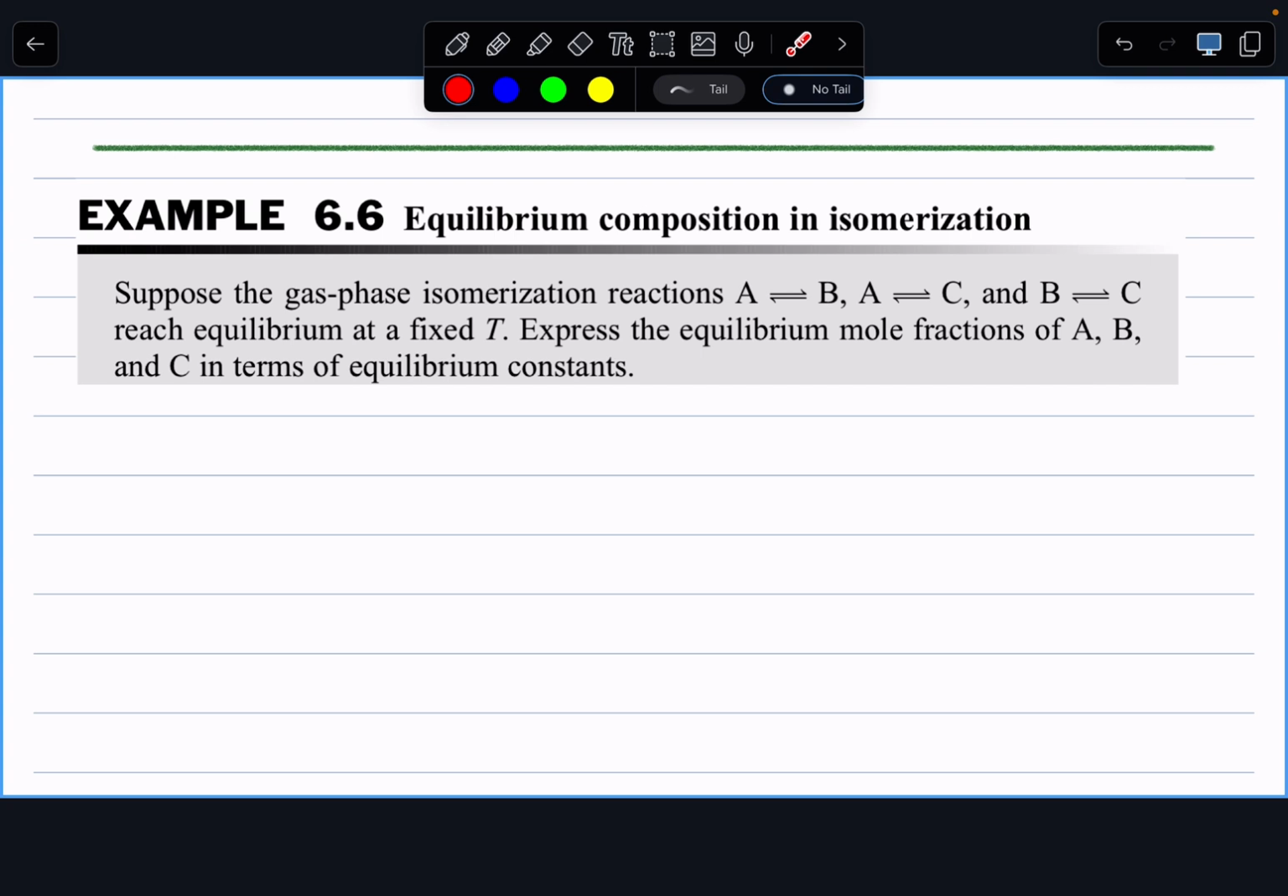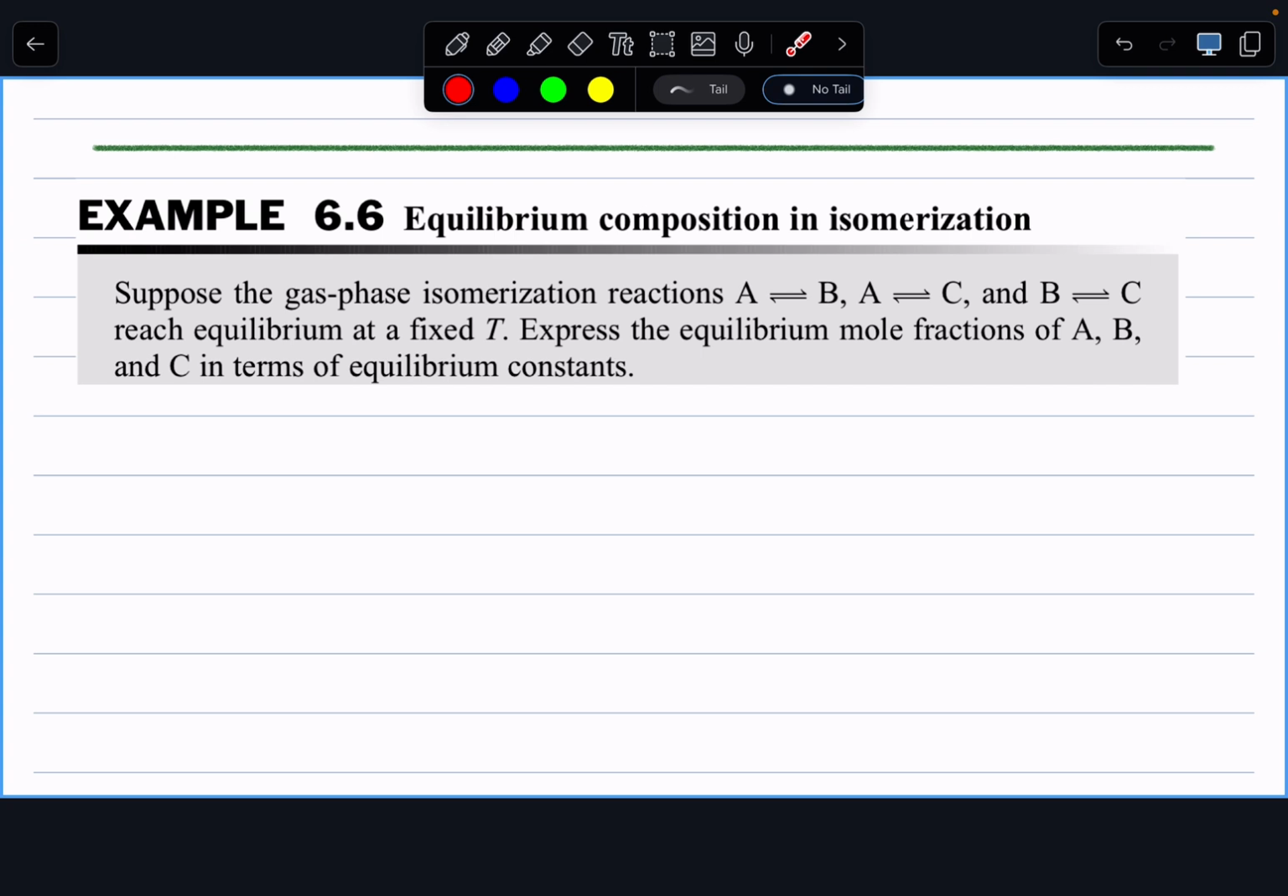We can simplify this a little bit, right? Because the standard pressure will cancel out with each other. We also know P_A equals chi A times P. So we can simplify our equilibrium constant here to be chi B over chi A. All right, so far so good.